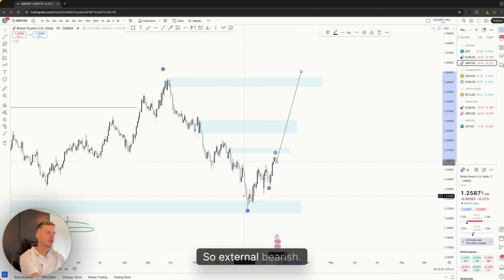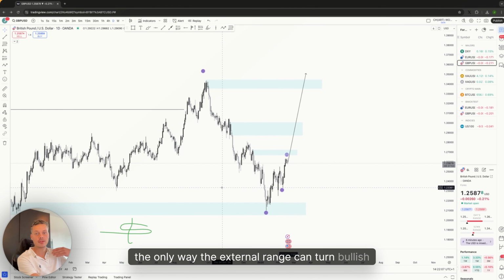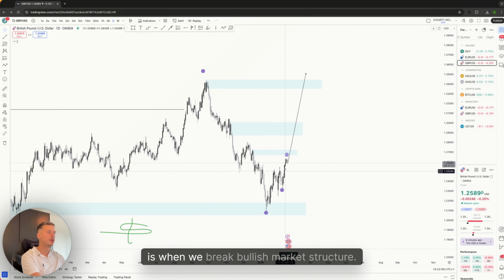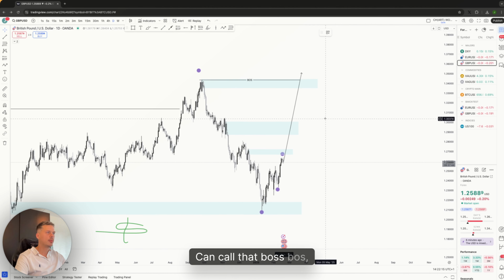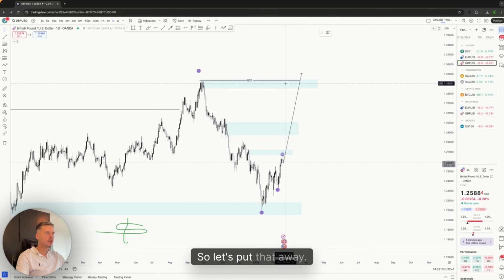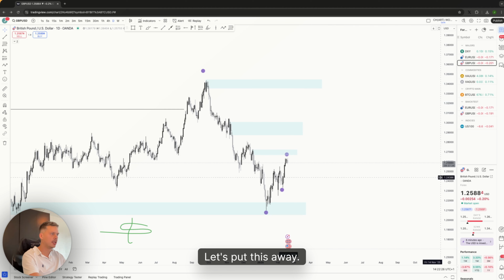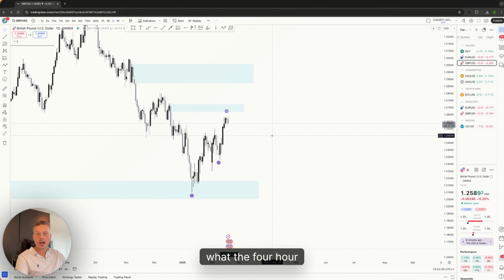The only way the external can be bullish is when price makes a new higher high. So external is bearish, and the only way the external range can turn bullish is when we break bullish market structure, right? We should take out this high, which we can call a BOS, break of structure. But currently that's not the case. So let's put that away. Let's put this away.